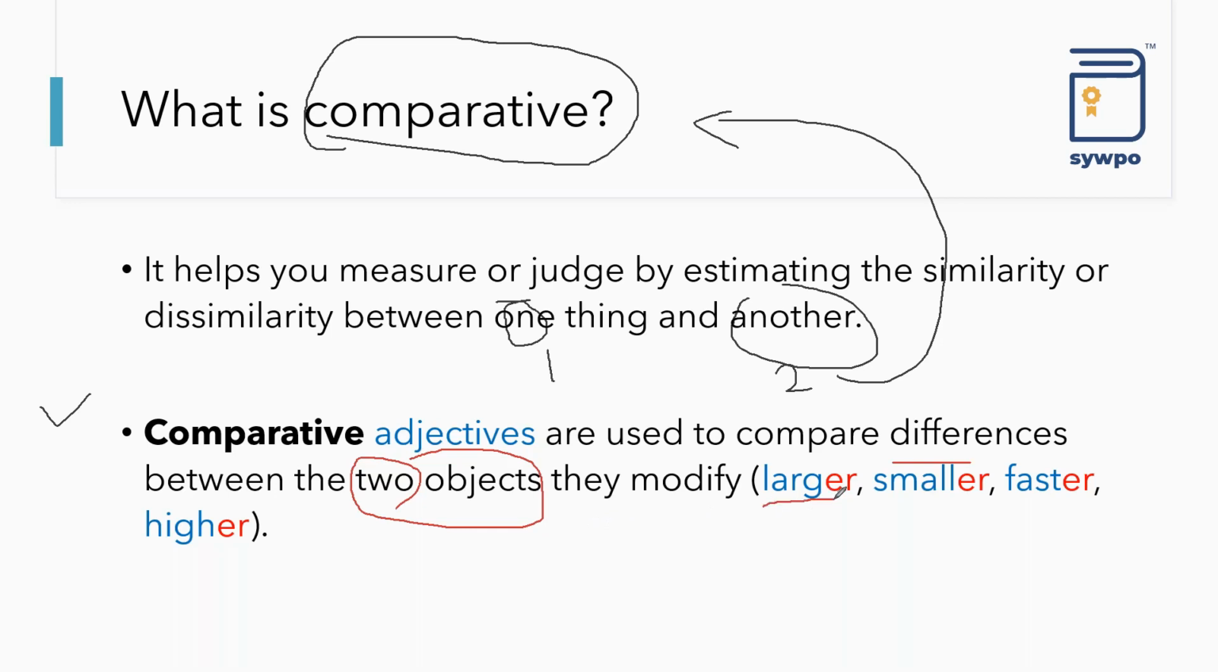For example, larger, smaller, faster, and higher. So when I say larger, it means I have two things in mind. I'm comparing two things. All right. So the second one is larger. Smaller. First one is small and second one is smaller. And just like that, when I say faster and higher, it means the same thing. I'm comparing two objects or two things. All right.